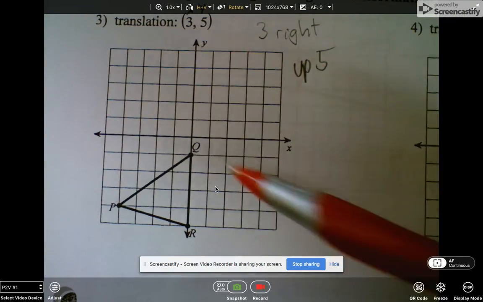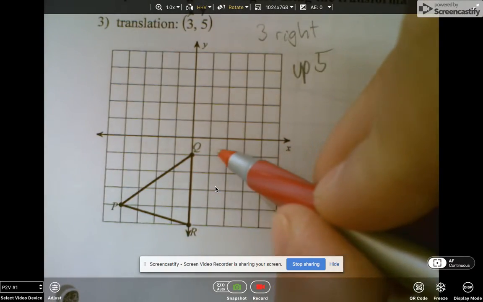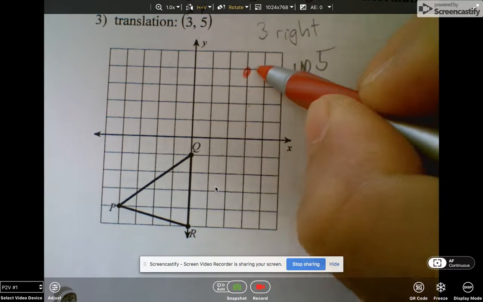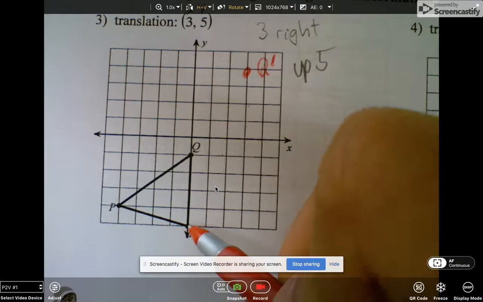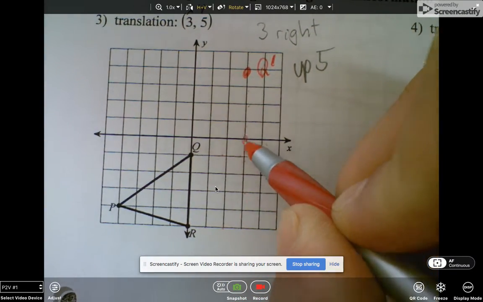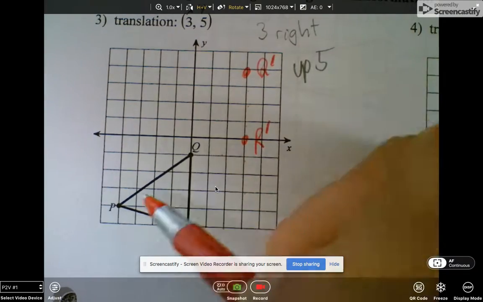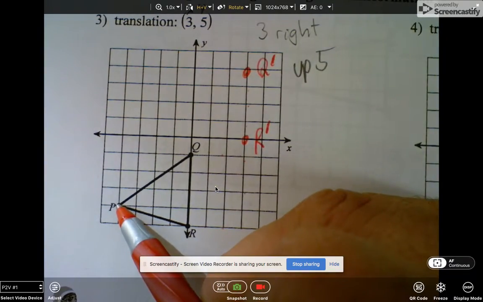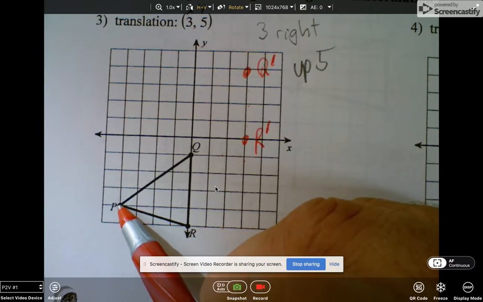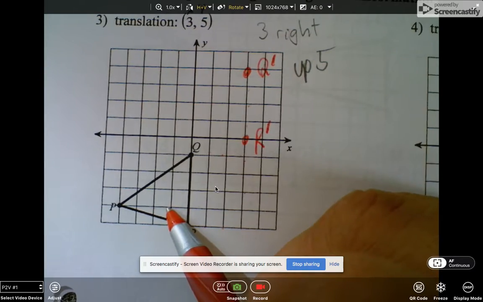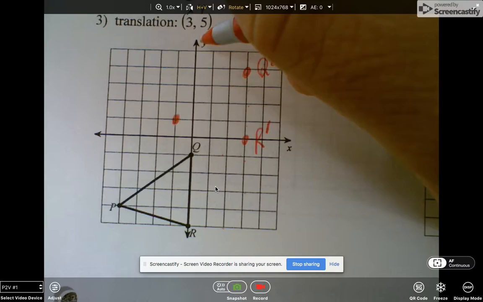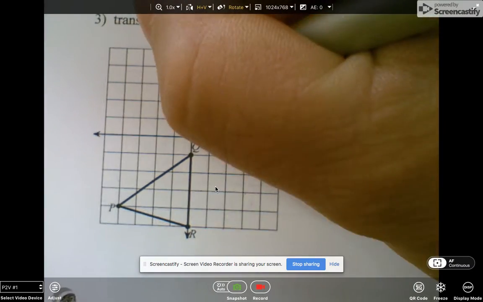So now it's just a matter of sliding every figure like that. So I'll go 1, 2, 3, 1, 2, 3, 4, 5. It's Q prime. Again, 1, 2, 3, 1, 2, 3, 4, 5, R prime. When you count, make sure you count this way. So you don't want to go 1, 2, 3. It starts at the next one over. So it goes 1, 2, 3, 1, 2, 3, 4, 5. And that would be P prime.